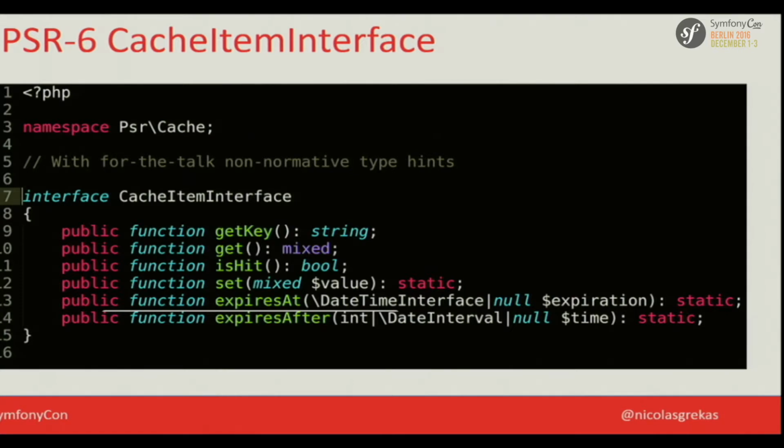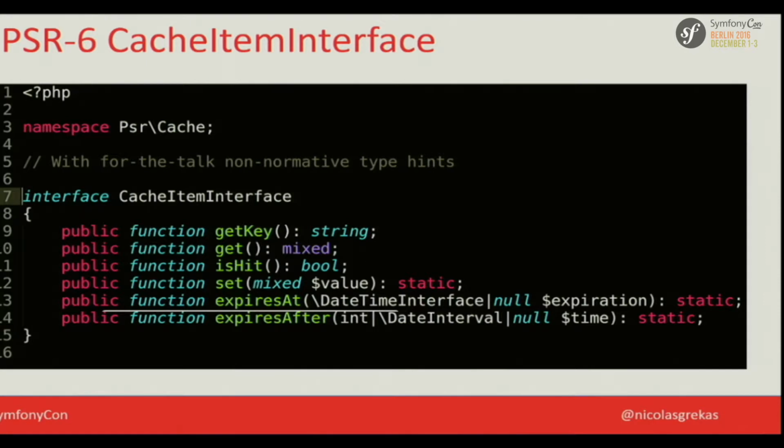So this is PSR6. PSR6 is really two interfaces, and this is the first interface. So this is about a cache item. And this is something special in PSR6. In PSR6, when you ask for something from the cache, you always get something back, even if there's nothing in the cache. You always get an item. And the item is an object that has this method there. So getKey, you get the key you asked for. Get, the value that was there, is a hit.